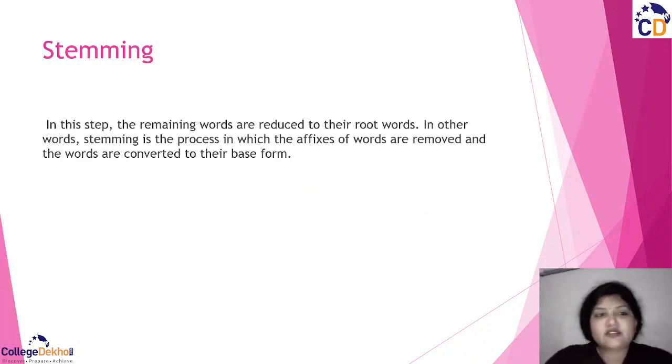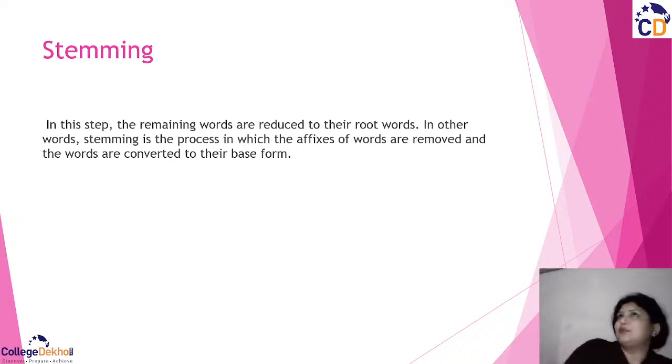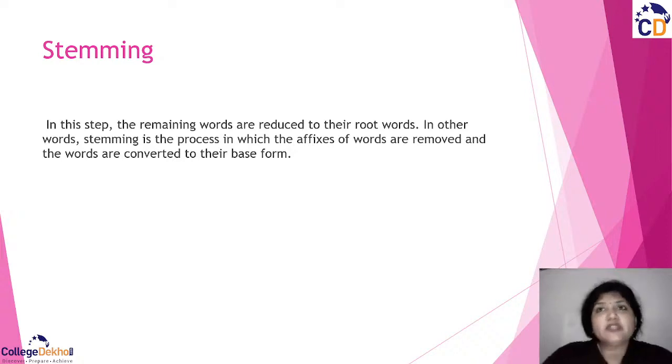So, what is stemming? In this step, the remaining words are reduced to their root words. I will be showing the examples also. You are basically removing the affixes from your word. In other words, you may say stemming is the process in which the affixes of words are removed and the words are converted to their base form. Base form means the raw form of a word.